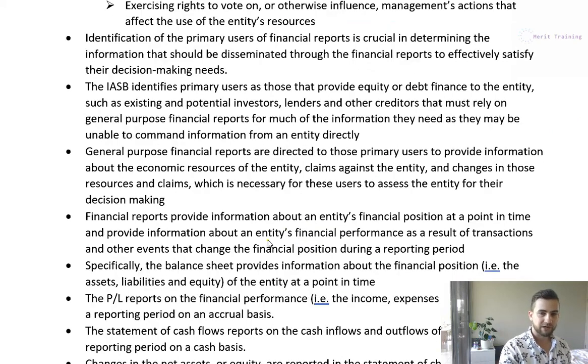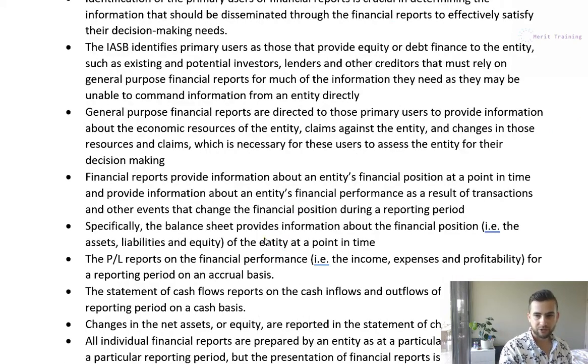So general purpose financial reports are directed to those primary users to provide information about economic resources of the entity, claims against the entity, and changes in those resources and claims. So financial reports provide information about an entity's financial position at a point in time, and provide information about an entity's financial performance as a result of transactions and other events that change the financial position during a reporting period.